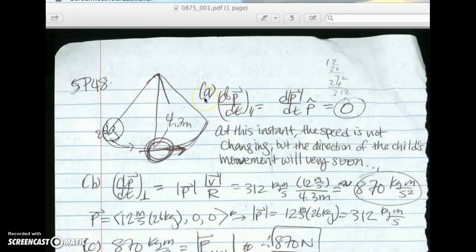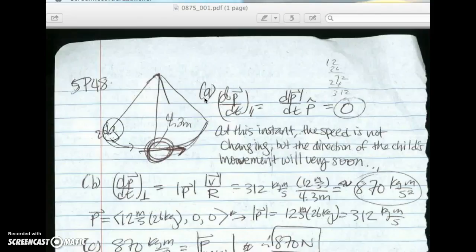But A asks what the parallel component of the change of momentum is, which is also the same as asking the parallel component of F net. But in this instant, dp over dt parallel is 0, because the forces that are acting on this person is not at all in the horizontal direction.